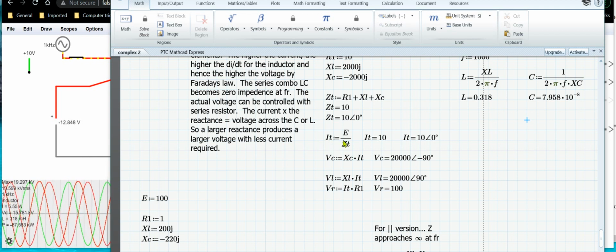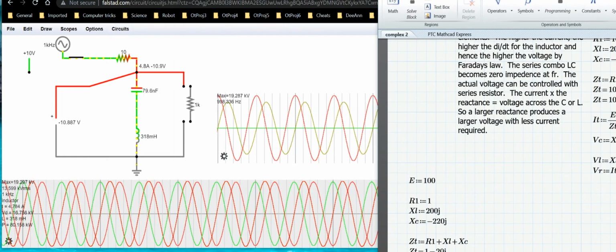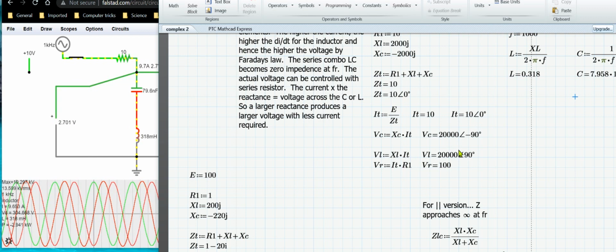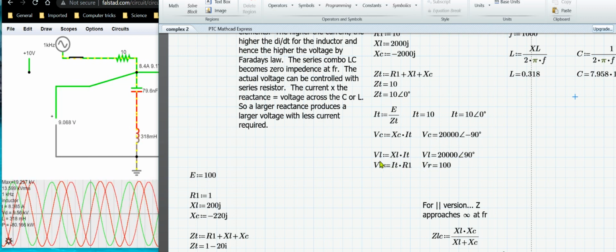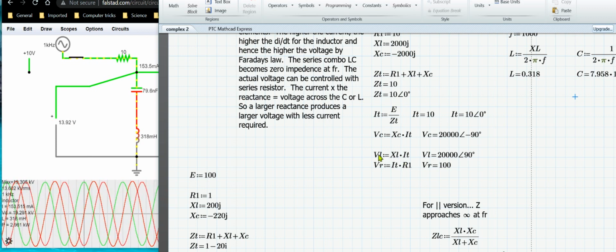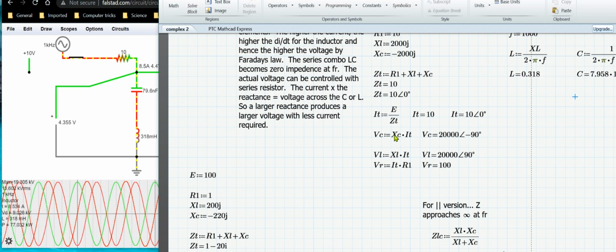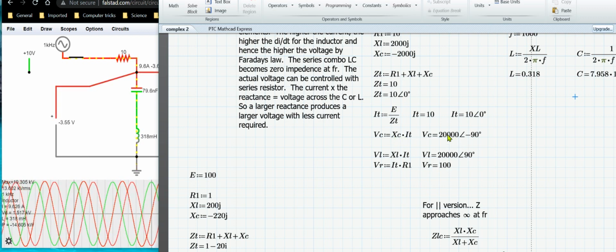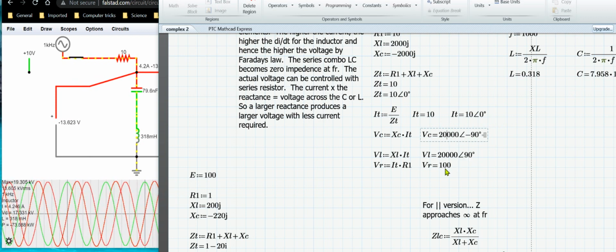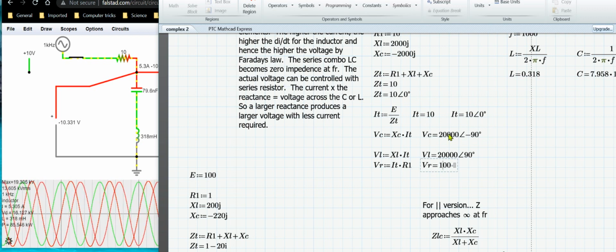But here I calculate the total current going through the series circuit. Again, this is exactly the circuit I pretty much have drawn here. So, I calculate the current going through it, and then I calculate the voltage across the inductor, the resistor, and the capacitor. You can see it comes out 20 kilovolts at minus 90 degrees, 20 kilovolts at plus 90 degrees, and then 100 volts, because we're applying 100 volts across it.